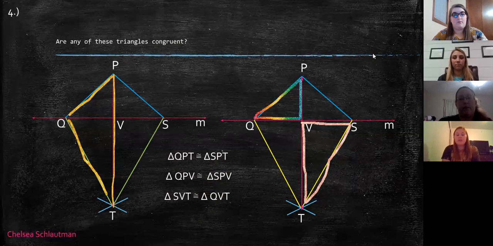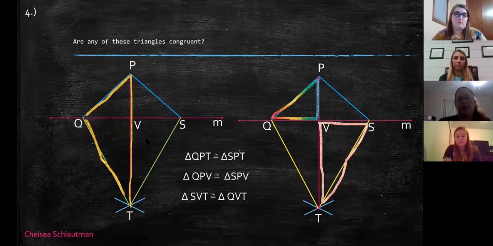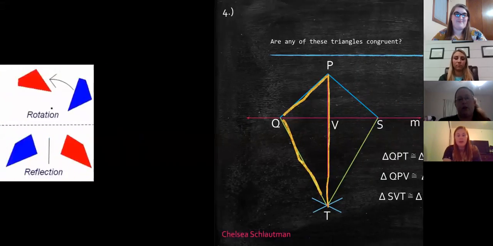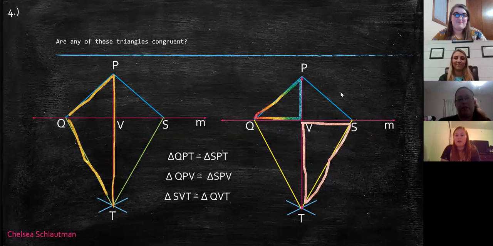So to know if it's congruent, we just need to know if it's the same as the shape on the other side. So for the first figure on the left, we have QPT highlighted in the yellow over here. And then we have SPT. Those two are going to be congruent to one another because they are the same. Then we're going to look at the second figure over here on the right.